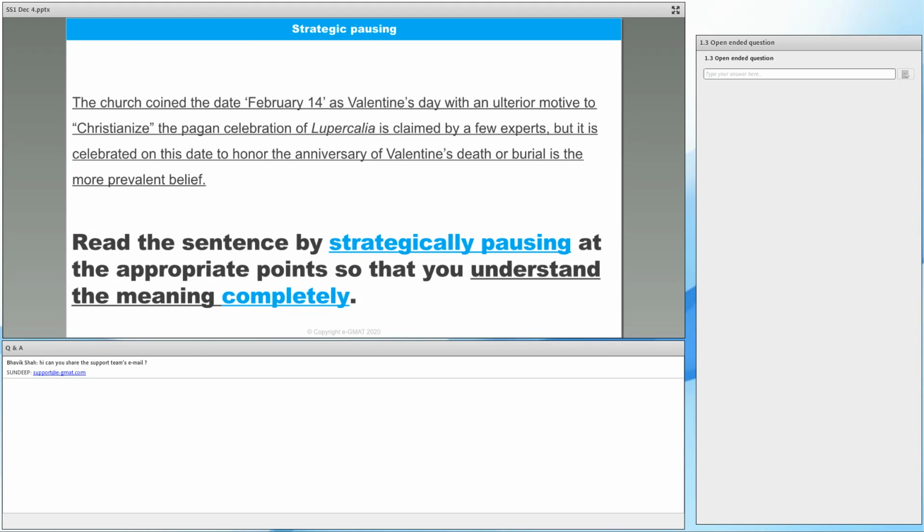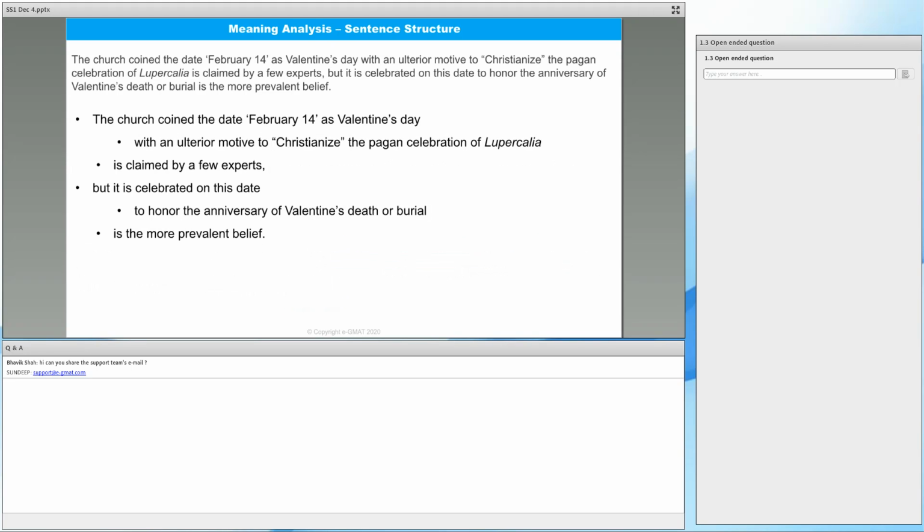So let's look at this. The church coined the date February 14 as Valentine's Day with an ulterior motive to Christianize the pagan celebration of Lupercalia. When you look at this sentence and divide it, you see a few things going on. The church did something: it coined this date, with a certain kind of motive, an ulterior motive. What was the motive? To Christianize the pagan celebration of Lupercalia.